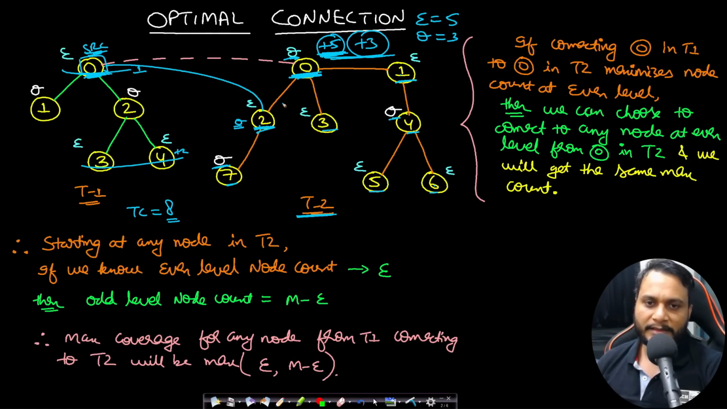I think it is clear, right? So if one of these 2 nodes is giving you the maximum count, then what we have to do is just calculate the best option possible.